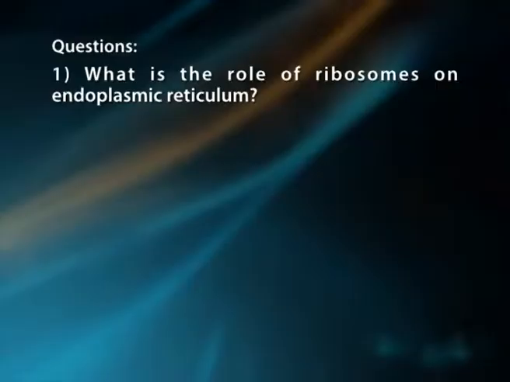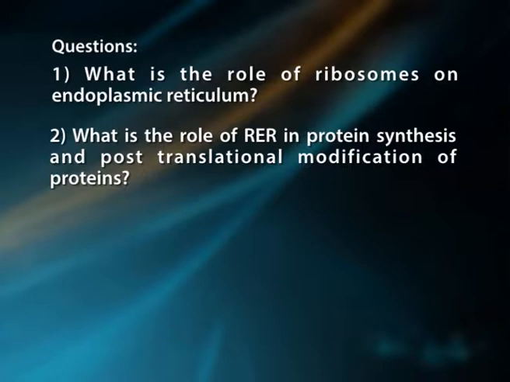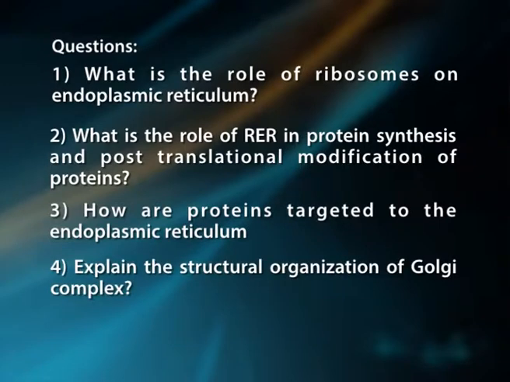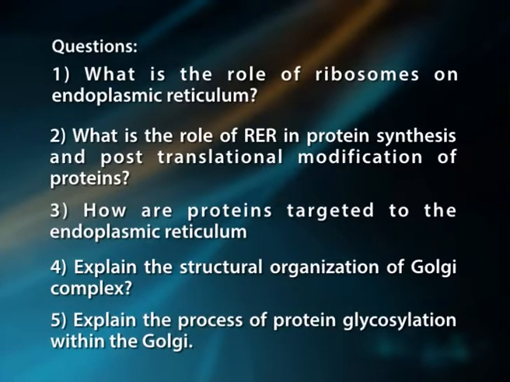Here are a few questions for you to work out. 1. What is the role of ribosomes on endoplasmic reticulum? 2. What is the role of rough endoplasmic reticulum in protein synthesis and post-translational modification of proteins? 3. How are proteins targeted to the endoplasmic reticulum? 4. Explain the structural organization of Golgi complex. 5. Explain the process of protein glycosylation within the Golgi.